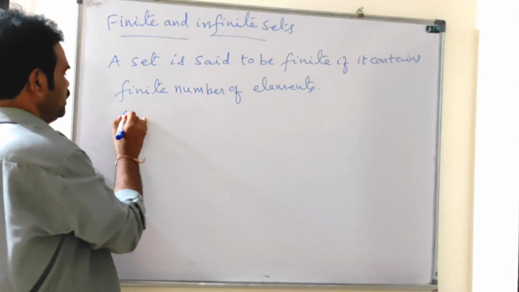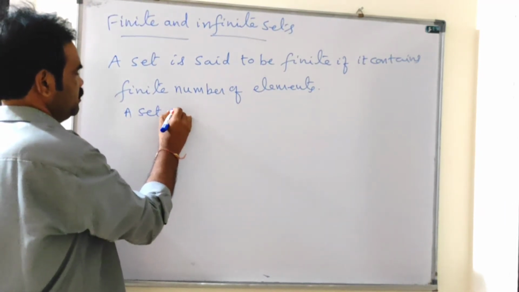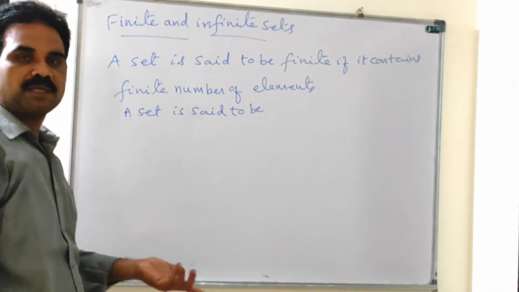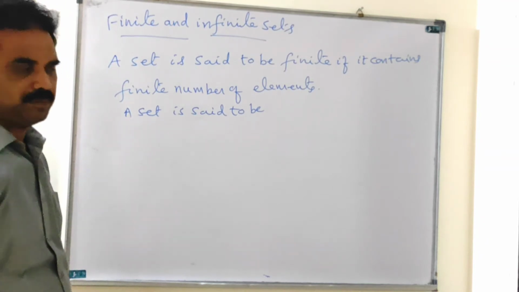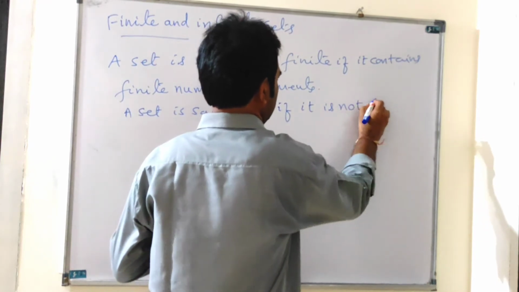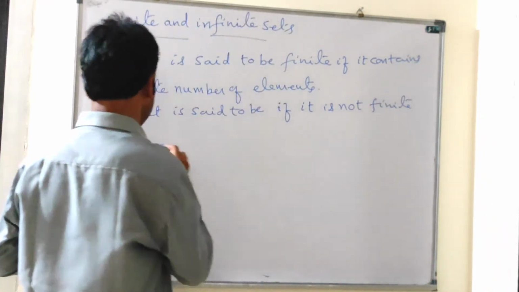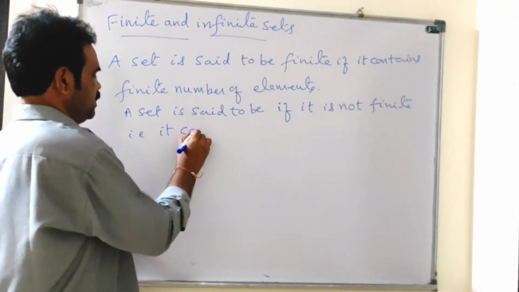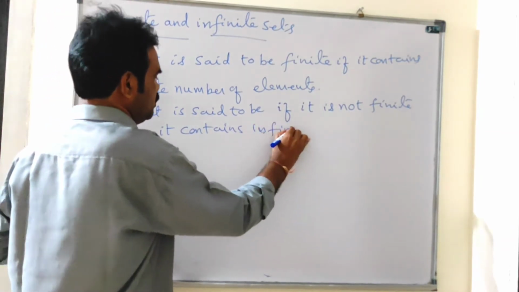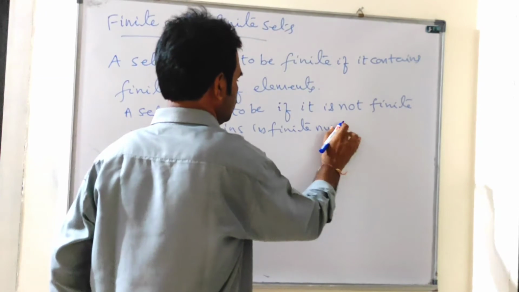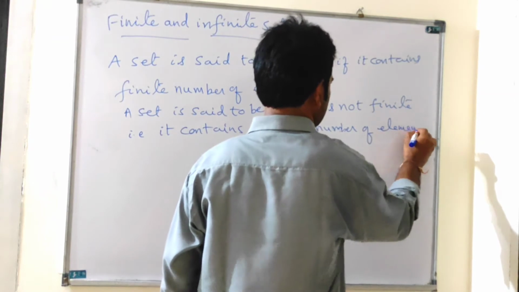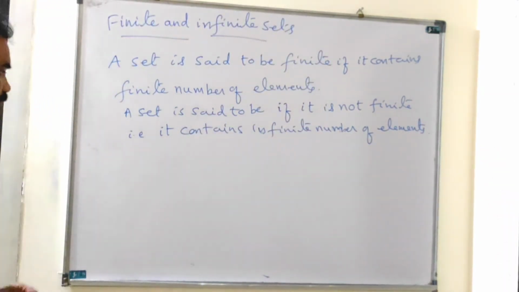A set is said to be infinite if it is not finite. That means it contains an infinite number of elements. Understand finite and infinite sets.